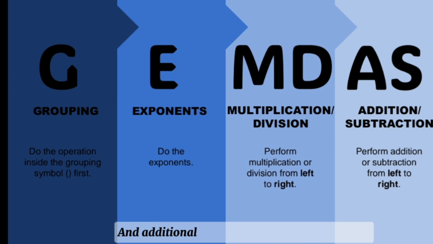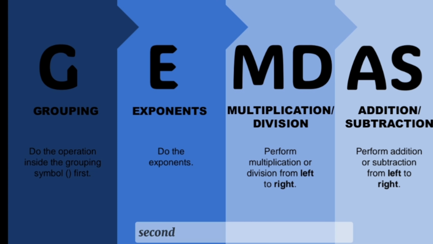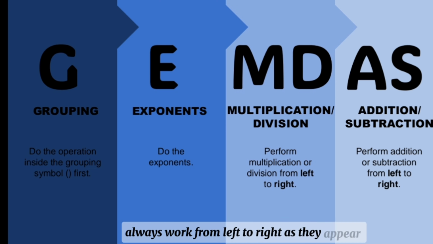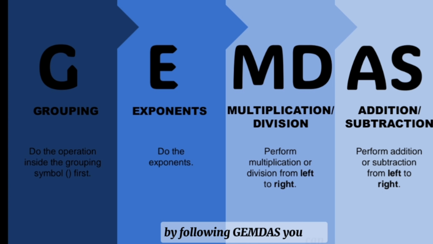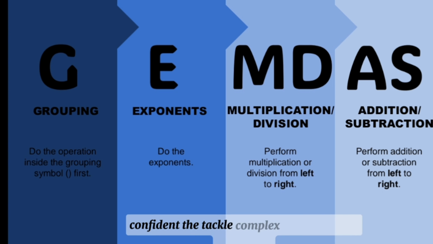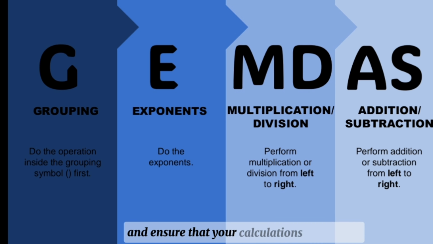And additional tips. When you encounter nested grouping symbols, solve the innermost group first and work outward. Second, for multiplication and division or addition and subtraction, always work from left to right as they appear in the expression. By following GEMDAS, you can confidently tackle complex mathematical expressions and ensure that your calculations are correct.